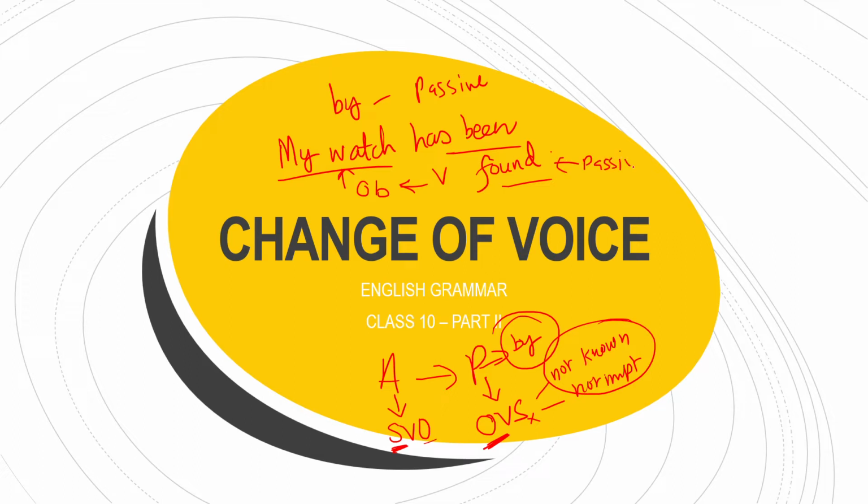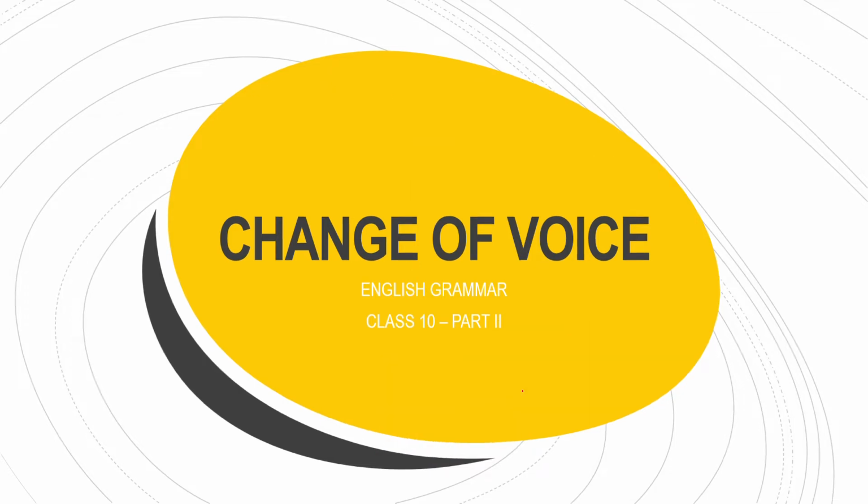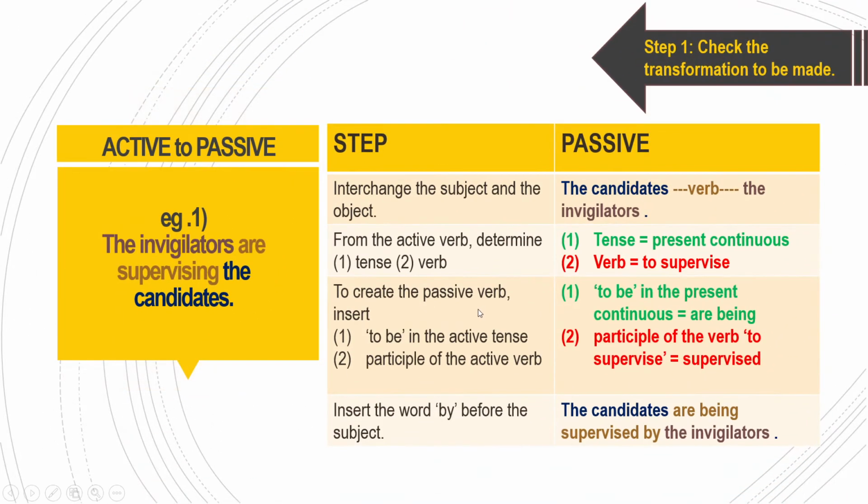So that doesn't mean all passive sentences have by. When it has by, it is a passive sentence, but all passive sentences don't necessarily have the word by. So stick to the rule of subject, verb, object for active and object, verb, subject for passive. This is the more foolproof way of checking whether the sentence is active or passive. Okay, let's begin with the first example of active to passive.